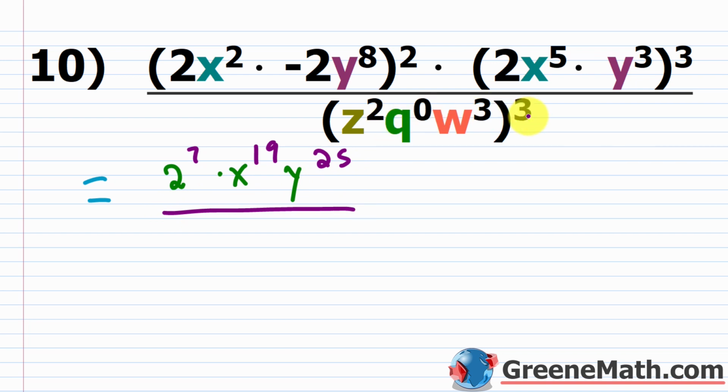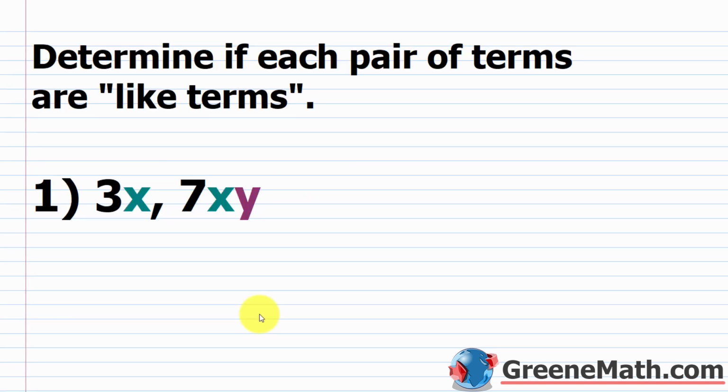Down here, I'm going to apply this exponent to everything. So z squared raised to the 3rd power, z squared cubed, z stays the same. And then 2 times 3 is 6. So this is a z. I want to make sure that's clear because a lot of people say my z's look like 2's. So let me make that crystal clear. Then this guy, q to the power of 0, we know that's 1, so don't even write it. Then we have w raised to the power of 3 times 3, which is 9. So our answer here would be 2 to the 7th power, or 128 if we want to write it that way. Then x to the 19th power, y to the 25th power, over z to the 6th power, w to the 9th power.